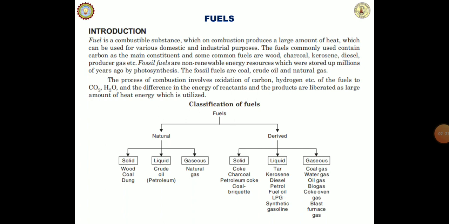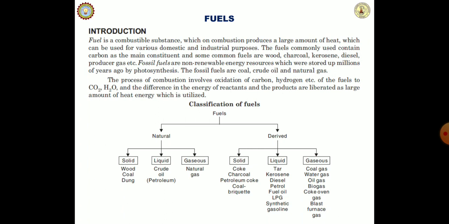Next, we'll move on to the general classification of fuels. Fuels can be classified into various types based on their origin as well as nature. Importantly, fuels can be classified into two types: natural fuels and synthetic fuels, meaning derived fuels. Natural fuels are those obtained naturally. These can be further classified into three types: solid, liquid, and gases. This classification is based on the nature of the fuel.